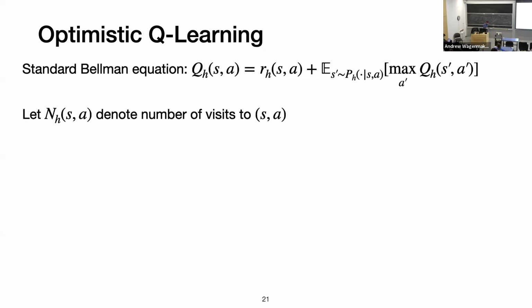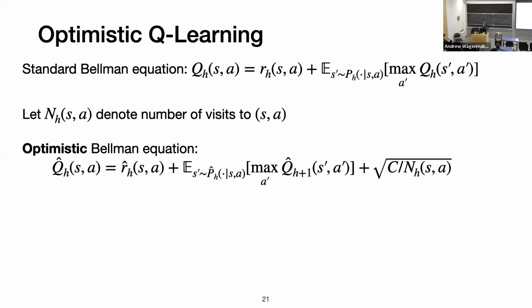All I'm going to do is the following. I'll let n again, now instead of just denoting the number of times I pulled one action, denote the number of times I pulled action a in state s. And I'm just going to add a bonus to my Bellman equation that looks exactly like the bonus I had in the multi-armed bandit setting. I have some estimate of the reward and some estimate of the transition probabilities. I compute the Bellman optimality equation, but then add a bonus that corresponds to the square root of 1 over n(s,a).